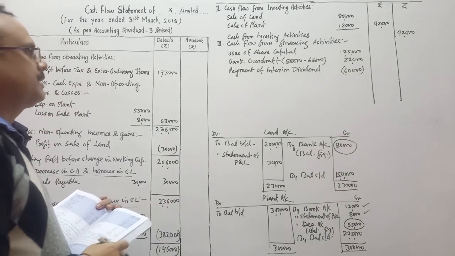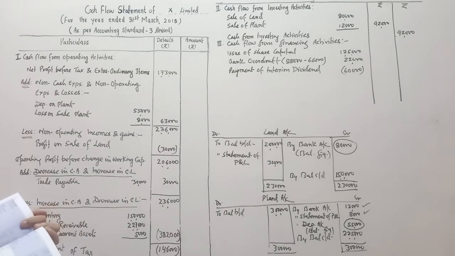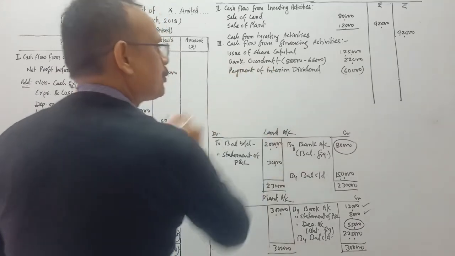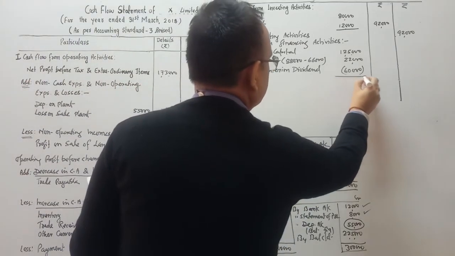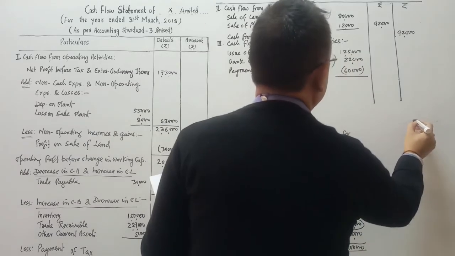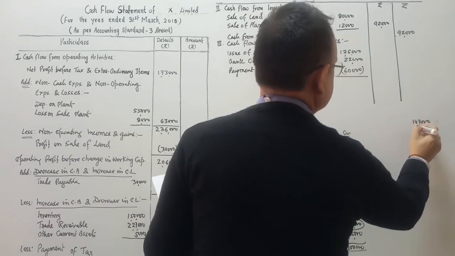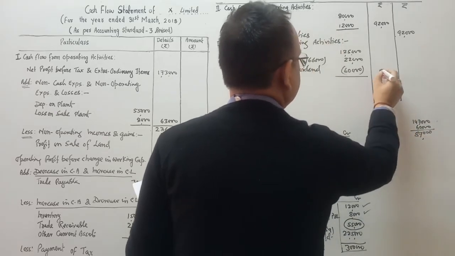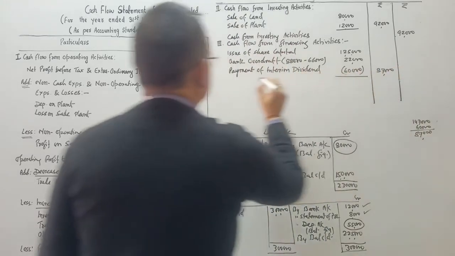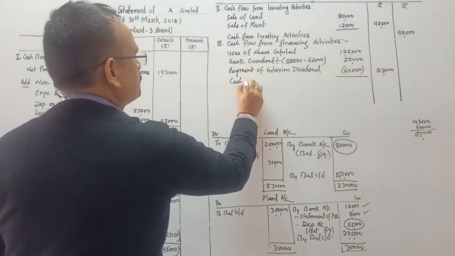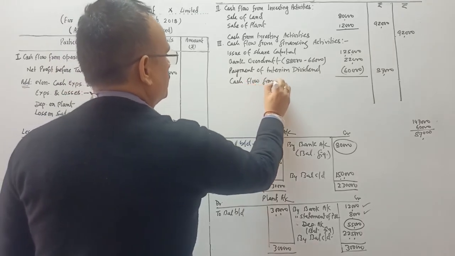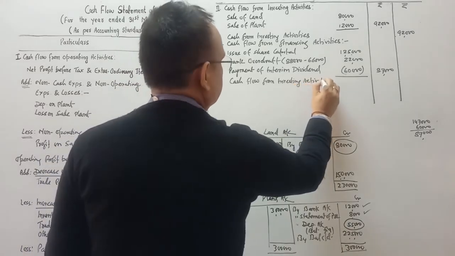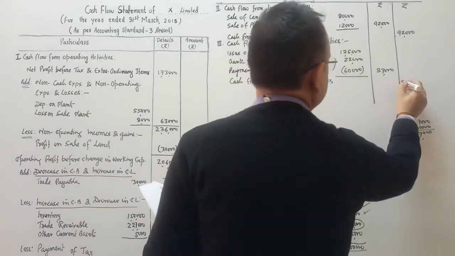So final figure is how much? There are three figures only. Issue of share capital, proceeds from the bank overdraft. These two are in plus. So it is 1,47,000 minus 60,000. So it is 87,000. 87,000 inflow. So cash flow from financing activities is 87,000.